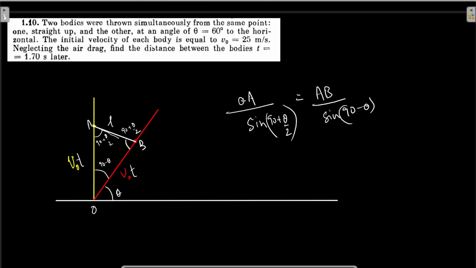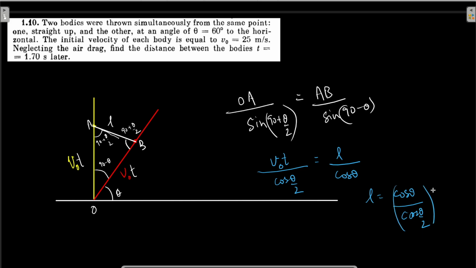Okay, OA is V naught T, and sine 90 plus theta by 2 is cos theta by 2, and this is equal to the separation cos theta. So what do we get? We get L as cos theta by cos theta by 2, this multiplied to V naught t.